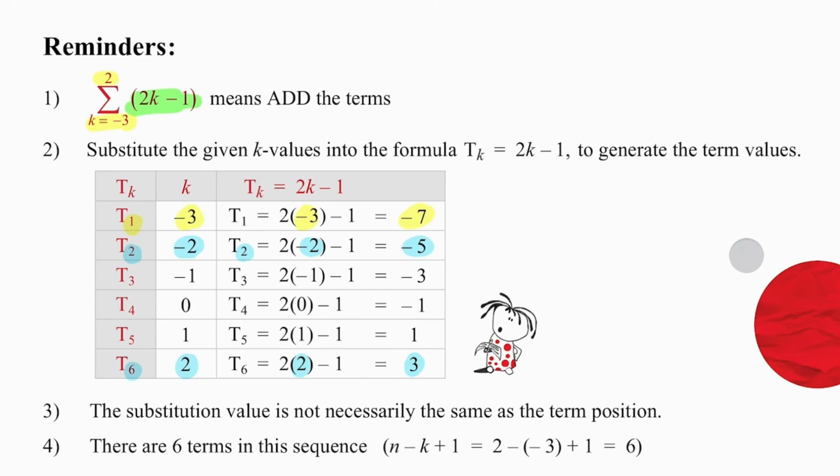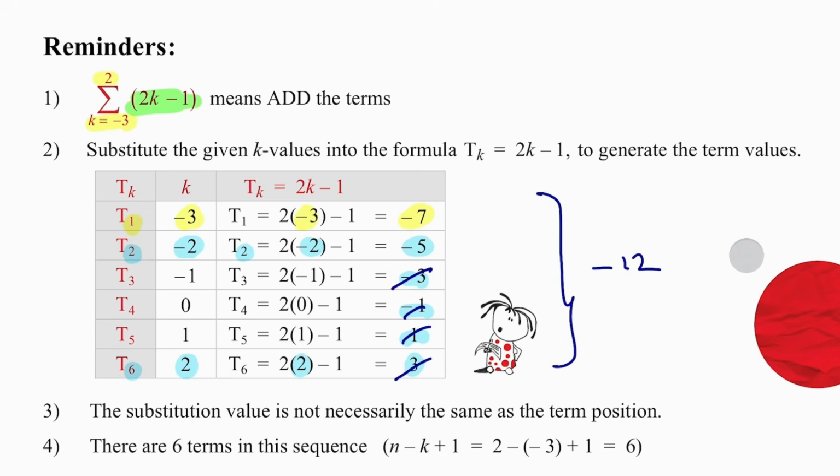Those are the results that we will add: minus 7, minus 5, minus 3, minus 1, 1, and 3, if we wanted to work out this result. Again, you will notice that there's some symmetry involved here. We could add this very quickly because minus 3 knocks out 3, minus 1 knocks out 1. So if we were asked to work out the result of this particular sigma notation question, the answer would be minus 12.